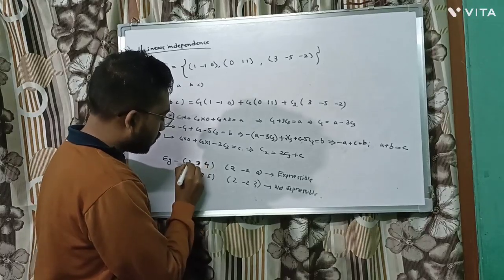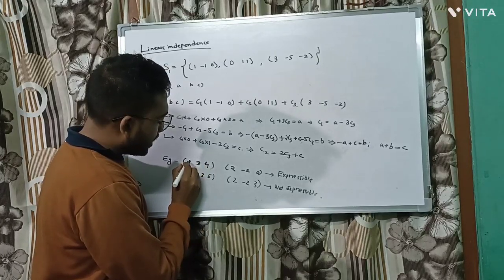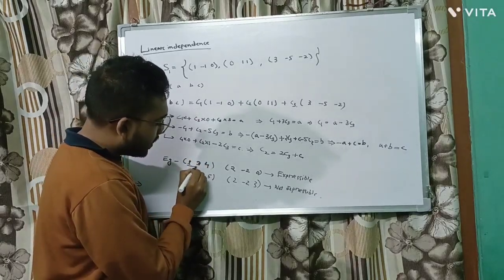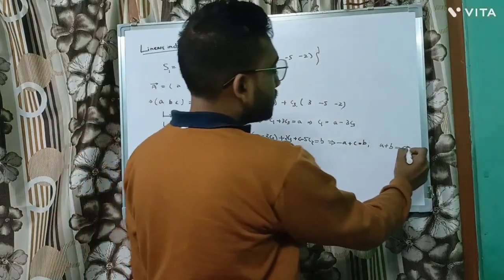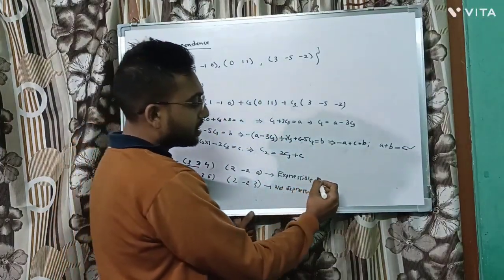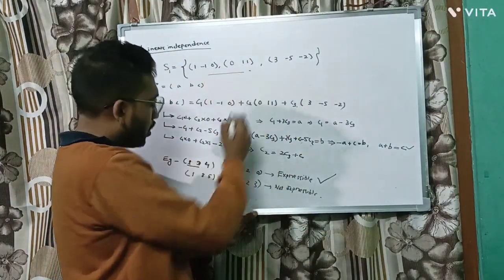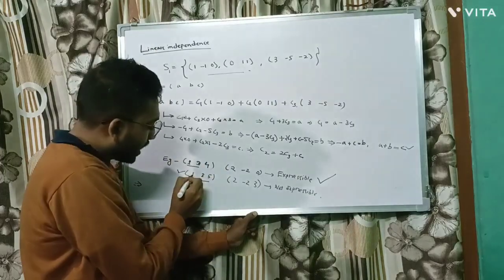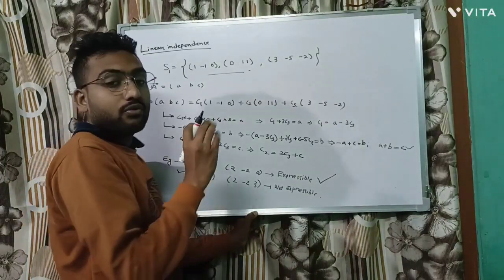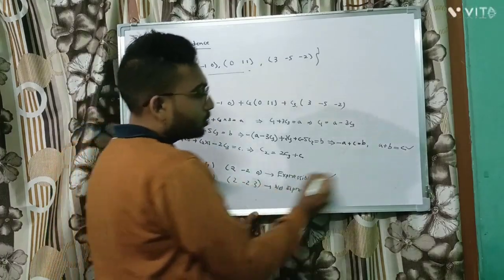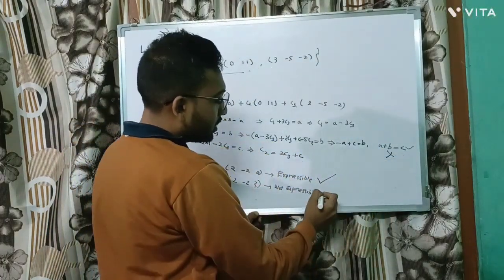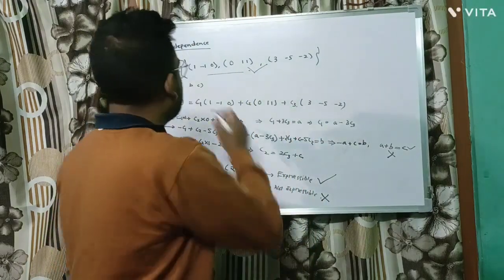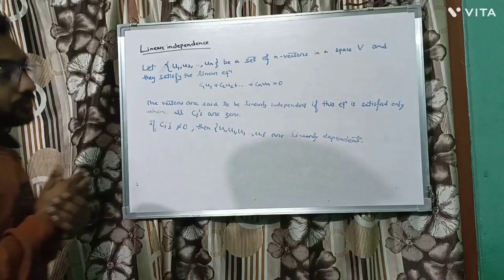1, 3 and 4. So here 1 is A, 3 is B, and C is 4. So the addition of 3 plus 1 is 4. That is, this condition is satisfied. So this can be expressible in terms of S1. Also, if I have taken 1, 3, 5, then the addition of 1 plus 3 gives me 4, which is not equal to 5. So this condition is not satisfied. So this is not expressible in terms of this unit vector set S1.